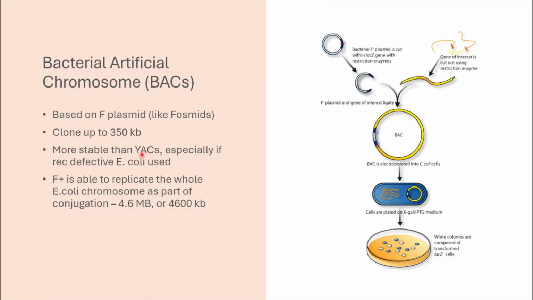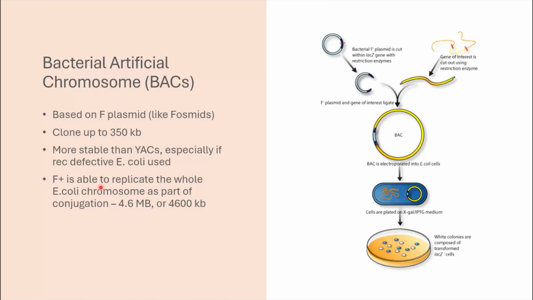They're a bit more stable than the yeast artificial chromosome because you can have recombination defective E. coli, and so that prevents that issue with the stability of your inserts. As I mentioned, yeast is very good at recombination, and because the human genome is highly repetitive in nature, that is a problem, because there's a shuffling of our inserts that happens due to recombination. But you can have a recombination defective E. coli to prevent the shuffling of the insert in the F plasmid.